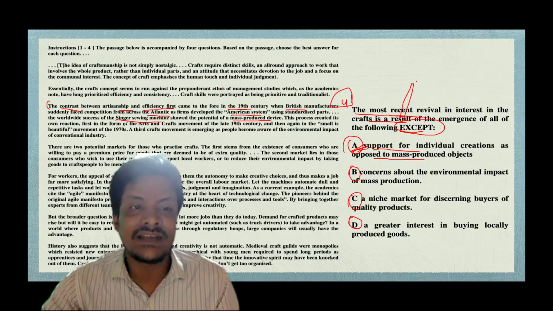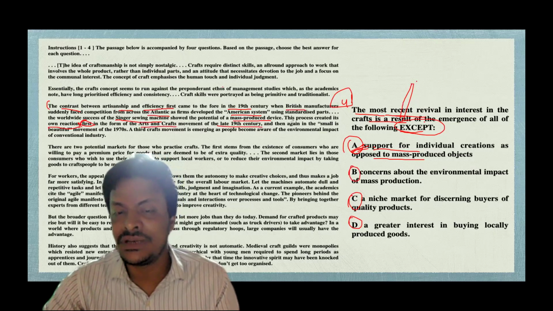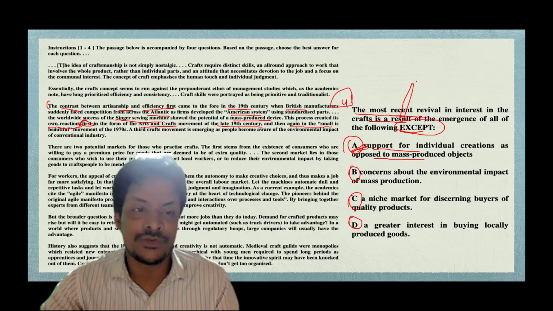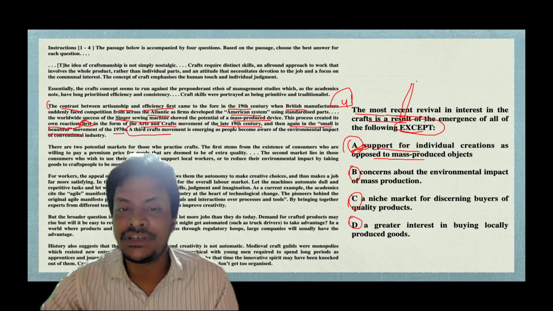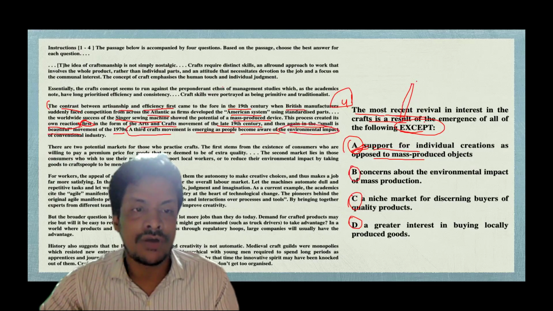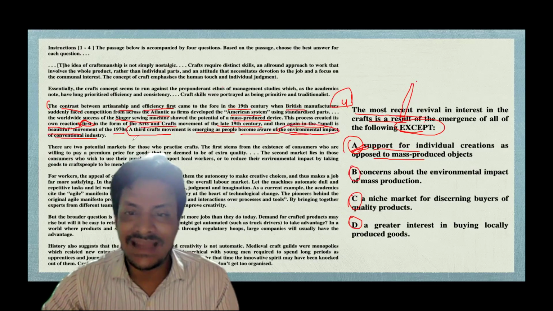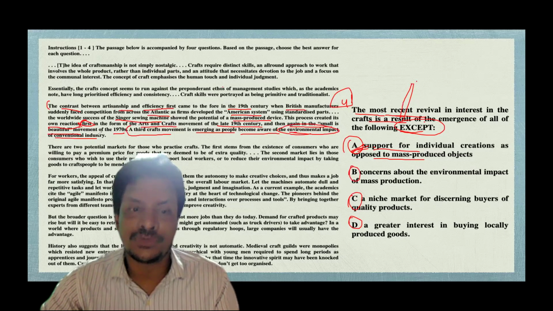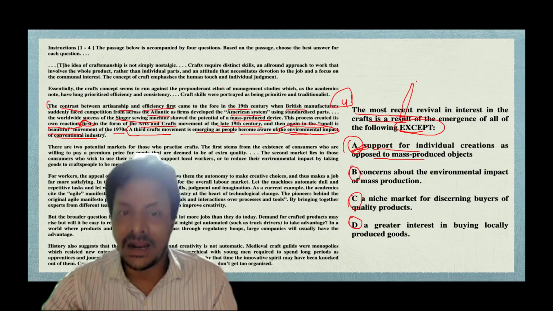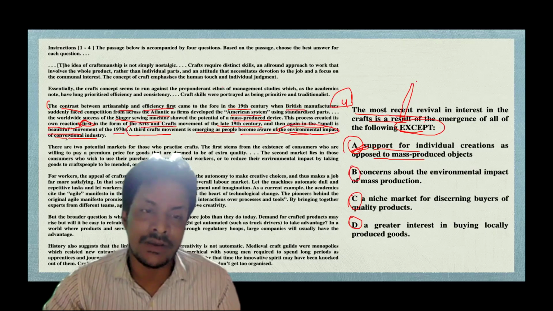This process created its own reaction. So what are those reactions? The first reaction is called the arts and craft movement of the late 19th century, and then again the small is beautiful movement of the 1970s. And you can say there is a third craft movement that is emerging as people became aware of the environmental impact of conventional industry. So here you would find the small is beautiful and the arts and craft movement and the environmental impact.